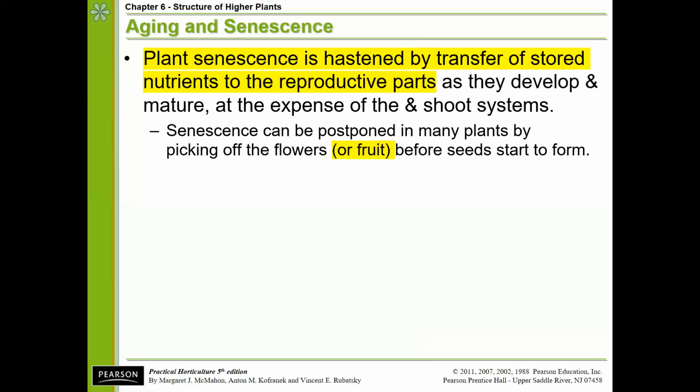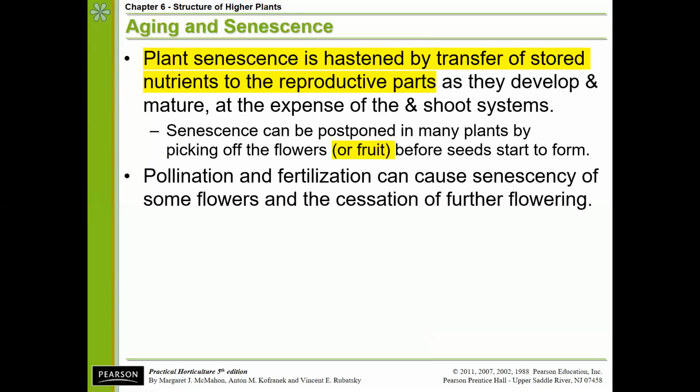And we do that very often in crops like summer squash or cucumbers, beans even. By harvesting them, we're delaying senescence. If the plant completes its goal of life and actually produces mature seed, then it will begin to senesce on its own naturally.